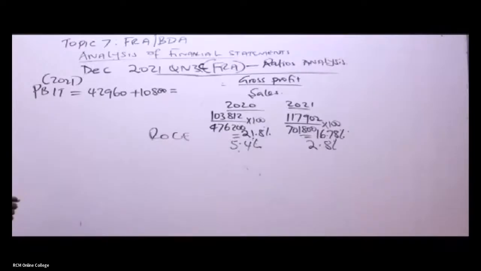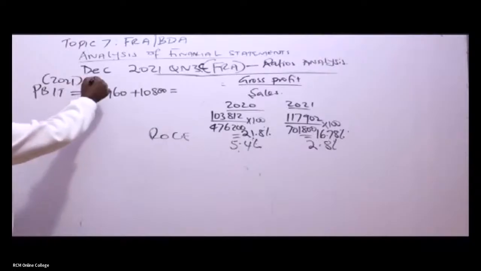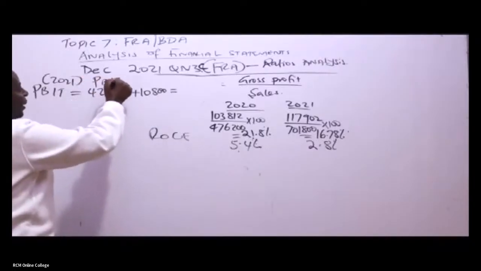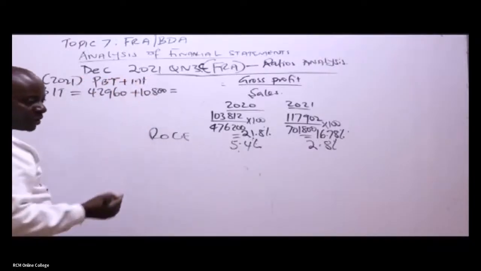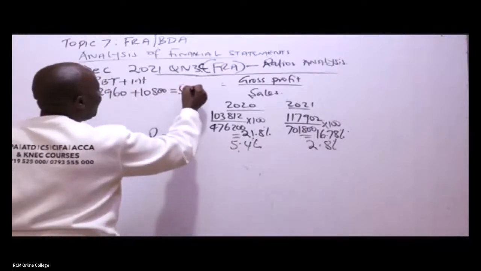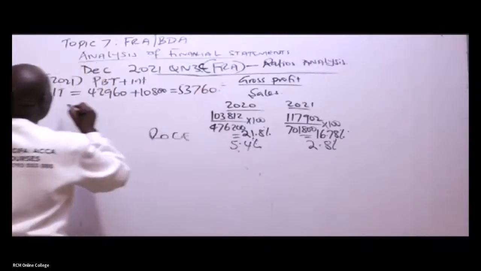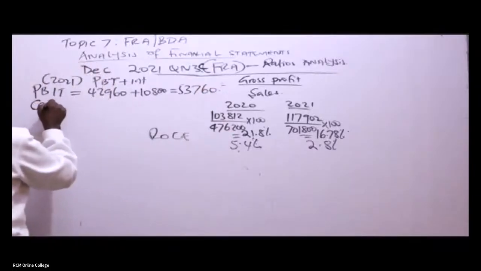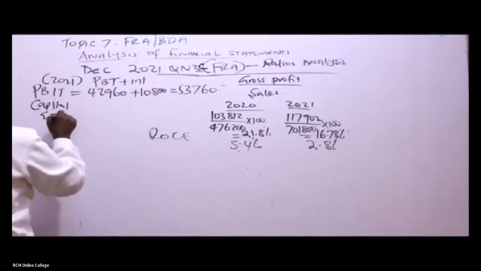Are you able to give me this answer, Angie? Yeah, PBIT, because they have given me profit before tax, so I must add back interest. So this is 53,760. And then give me the capital employed in 2021.